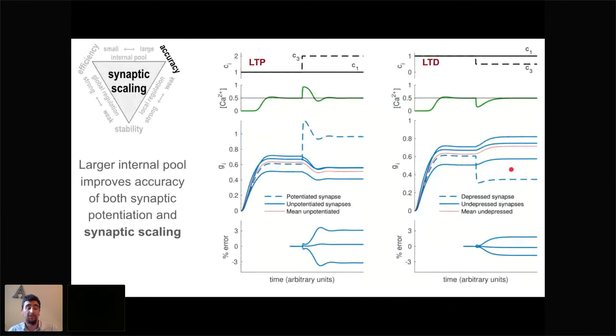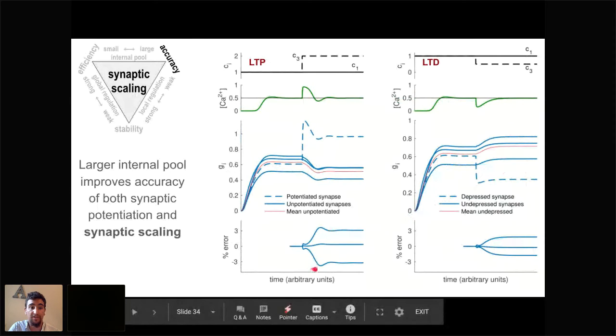So the point of these examples of LTP and LTD was to demonstrate that when a synapse is potentiated or depressed, all the other synapses in the neuron experience the opposite change. And in both cases, the scaling doesn't happen perfectly. We can compute a percent error from perfect scaling. And our measure of accuracy is the average absolute error of these. We're going to call that Q.